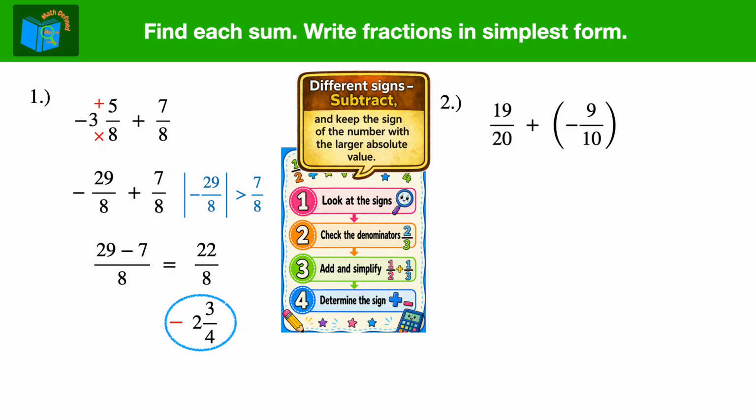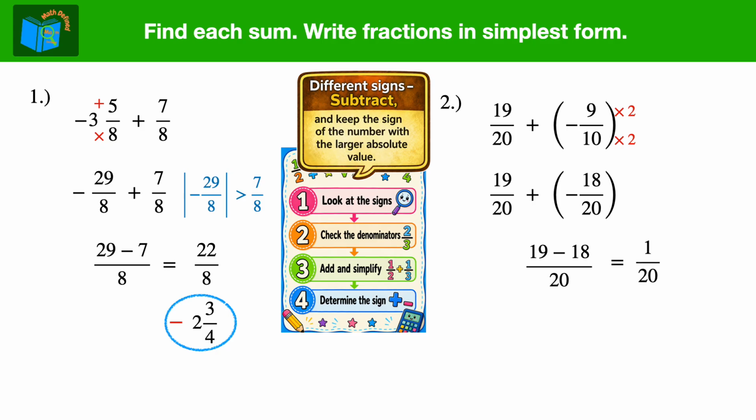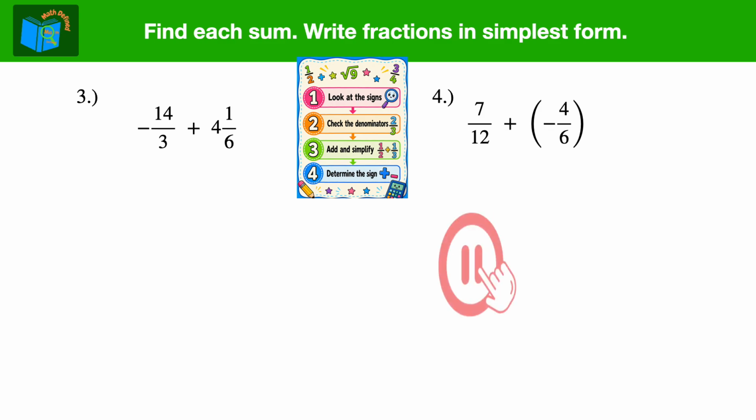Now let's check number 2. Positive 19/20 plus negative 9/10. The signs are different, so again we'll subtract. But first, we need a common denominator, so let's use 20. We'll rewrite negative 9/10 as negative 18/20. Next, we'll subtract the numerators to get 1/20. To determine the sign, we look at the absolute values of the numbers. 19/20 is greater than the absolute value of negative 18/20, so the answer is positive 1/20. Let's keep going.